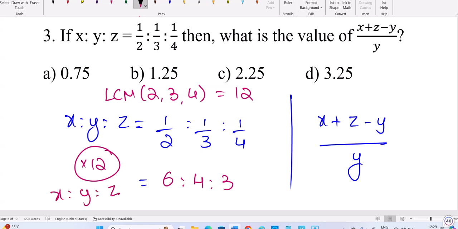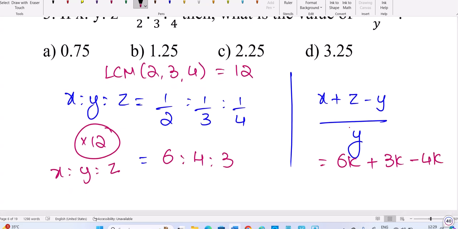Now I can take x as 6K. When it is a ratio and I want to come out of it, I attach some constant K. So x is 6K, z is 3K, y is 4K, divided by 4K. As K is common in all, you ignore it. The numerator is 5, the denominator 4: 6 plus 3 is 9, 9 minus 4 is 5. 5 divided by 4 is 1.25.